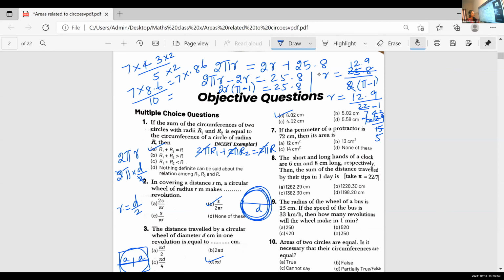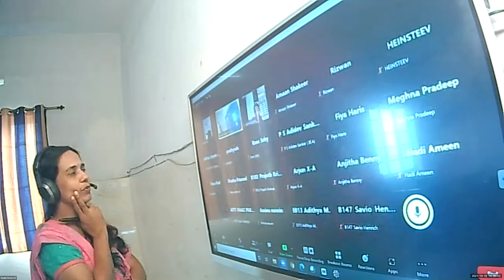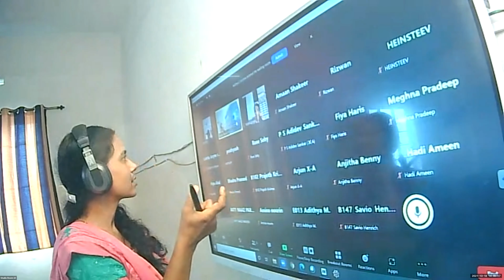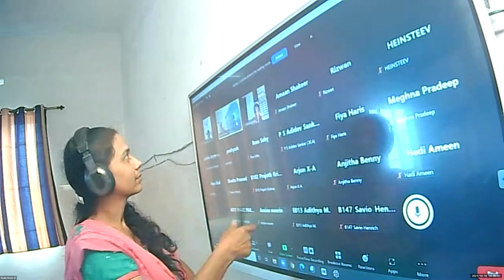Look at the eighth question, children. The short and long hands of a clock are 6 centimeter and 8 centimeter respectively. Then find the sum of the distance traveled by their tips in one day. How will you do this? What do you have to find there? Short hand and long hand means?